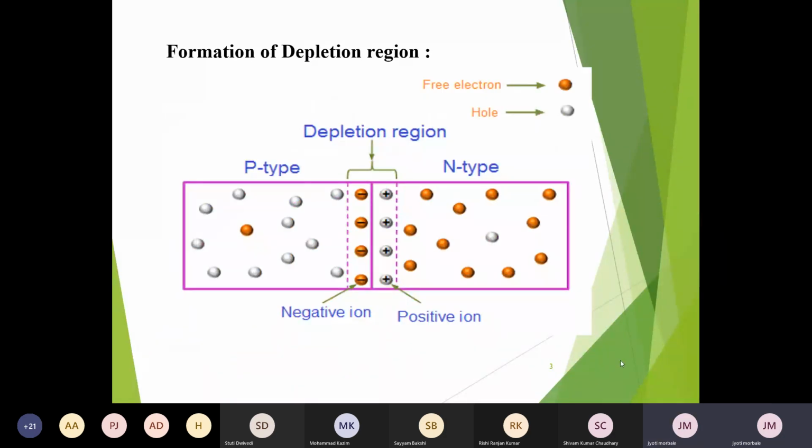So as you know, electrons are negatively charged particles and holes are positively charged particles. So there will be a force of attraction between holes and electrons. The electrons and the holes are very close to the junction.